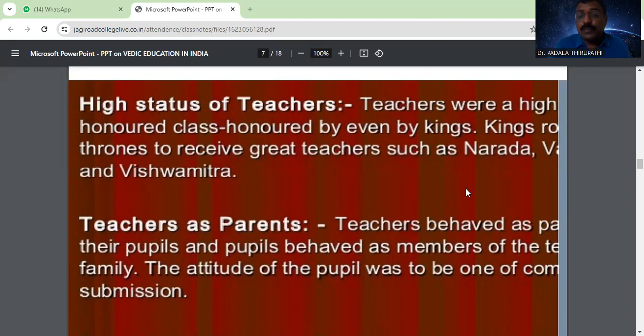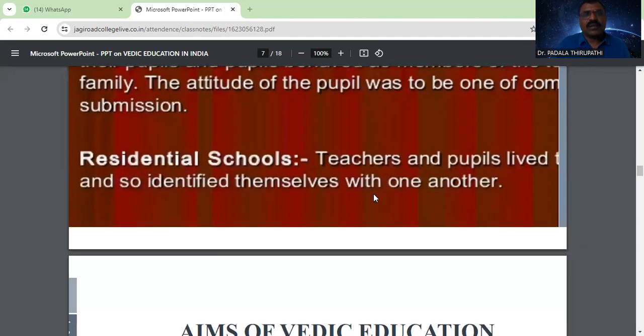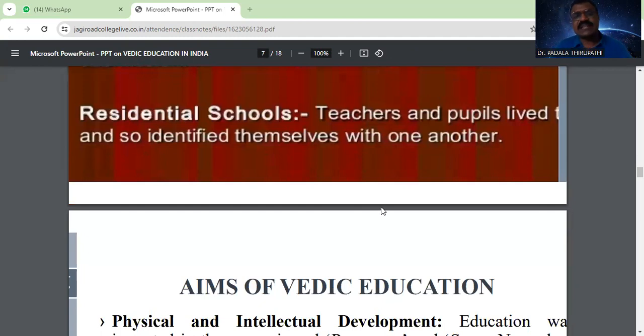And the attitude of the people towards the teacher was one of the most important things among the peer students in front of the teacher. And the school system was residential schools, my dear friends. The teachers and pupils lived in the same place and also identified themselves with one another.